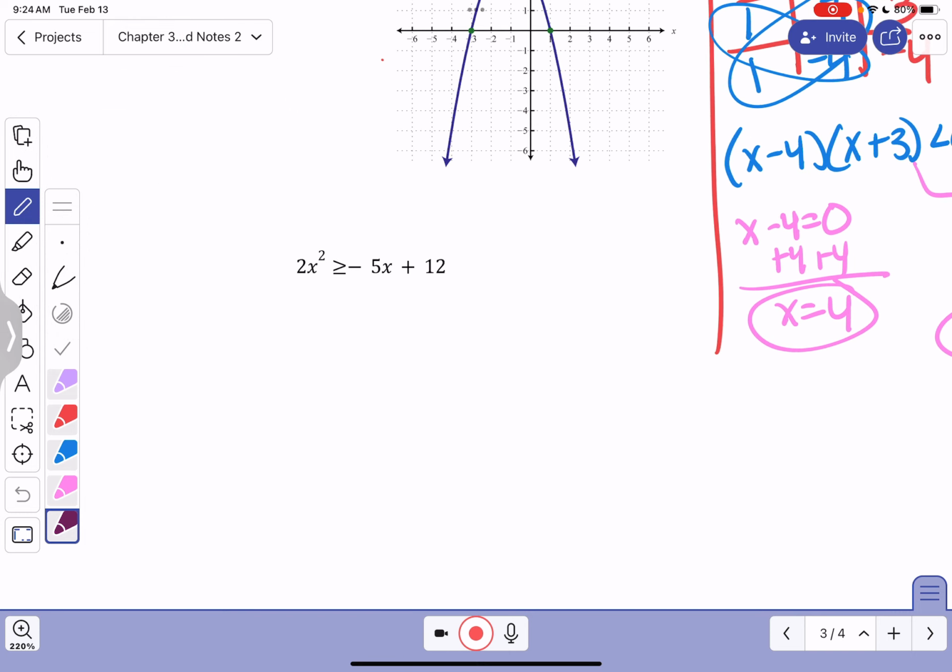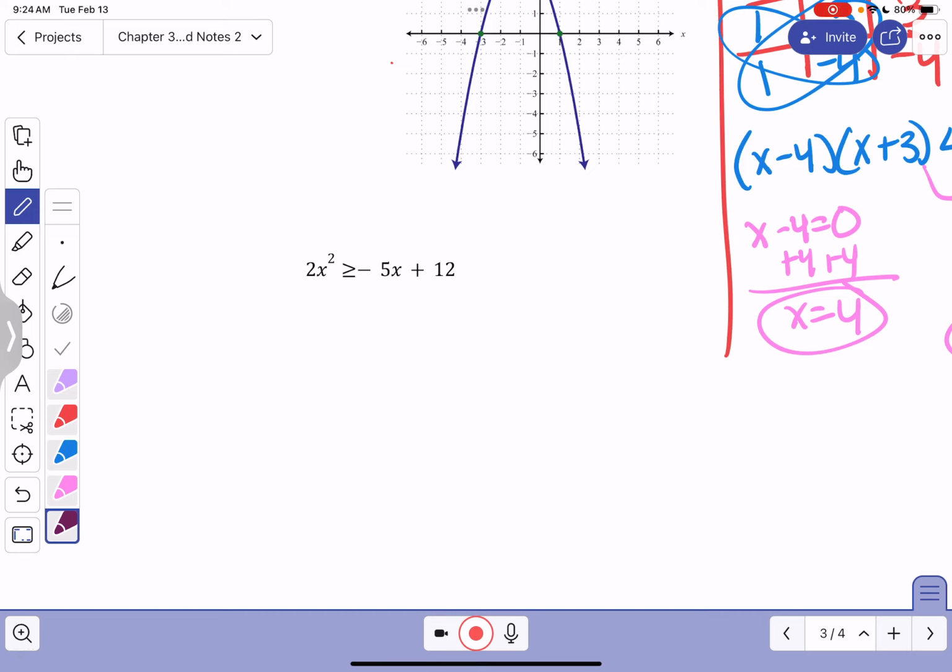So try this one. You can graph it, you can quadratic formula, you can factor, but see if you can do it and then check it out. So first we need to make it equal 0.